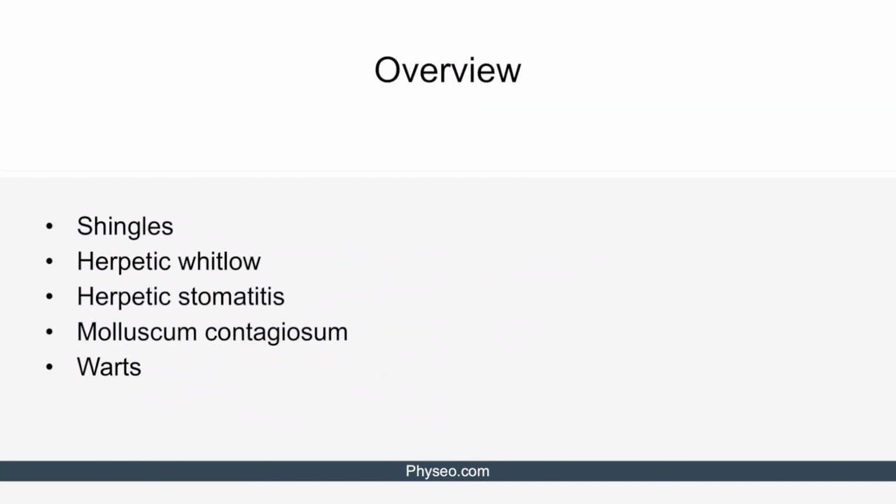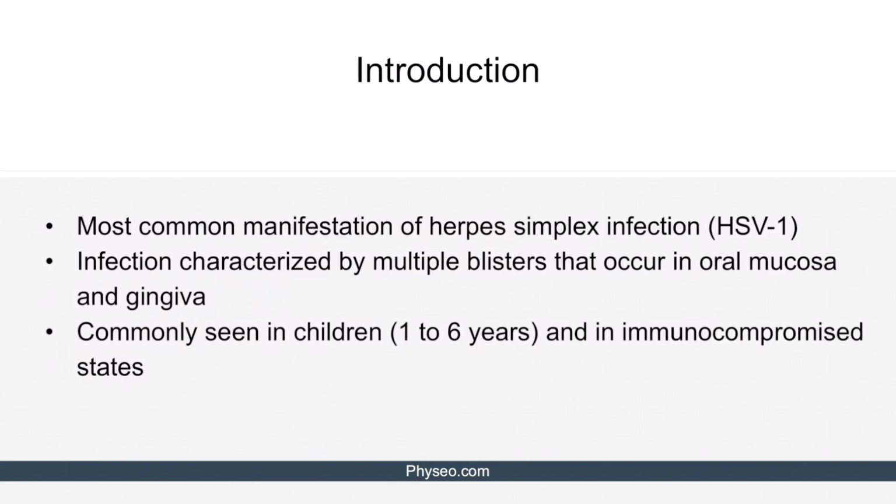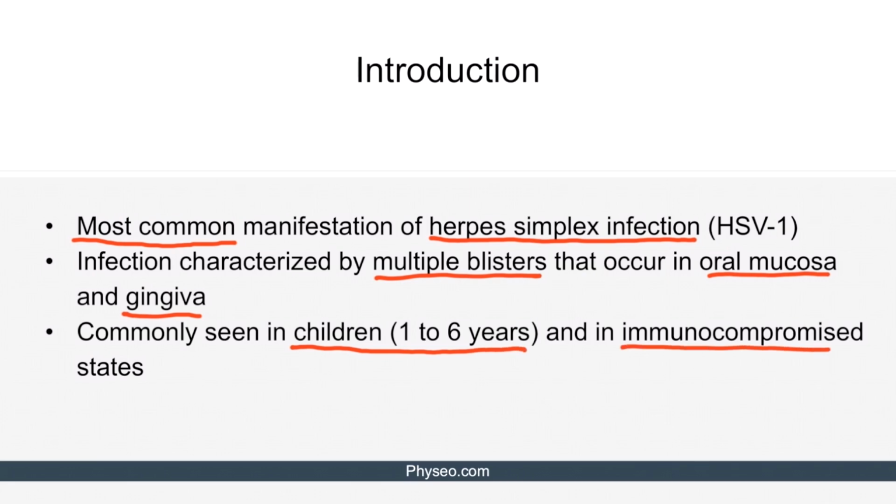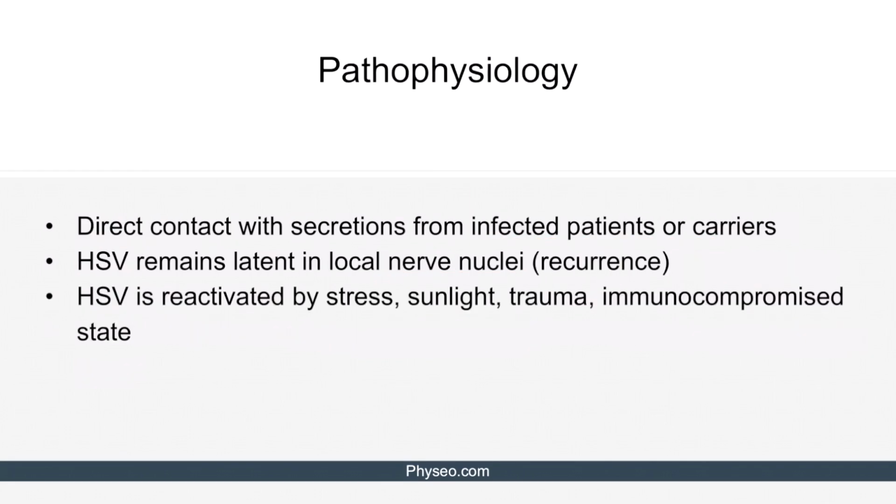Now let's move on to herpetic stomatitis. Herpetic stomatitis is the most common manifestation of the HSV infection, and it's caused by HSV type 1 and is characterized by multiple blisters in the oral mucosa and gingiva. It commonly affects children from 1 to 6 years and people with immunocompromised states. The pathophysiology of herpetic stomatitis is similar to that of herpetic whitlow. Transmission of the virus occurs when a person comes in direct contact with the secretions from infected patients or carriers.